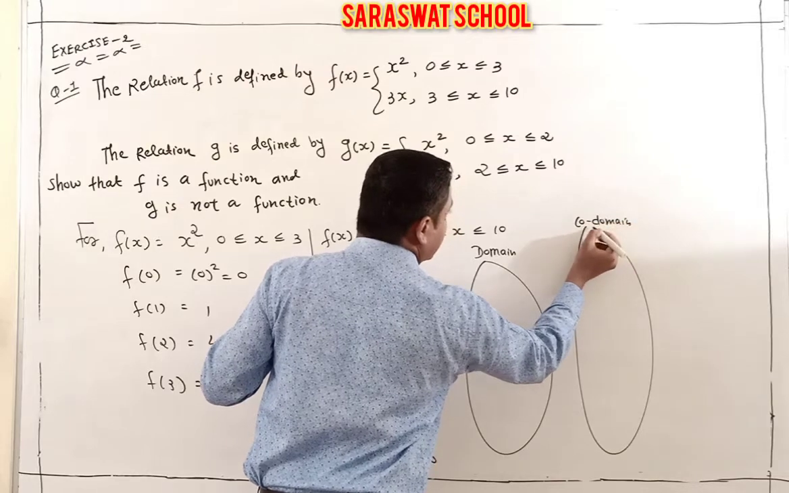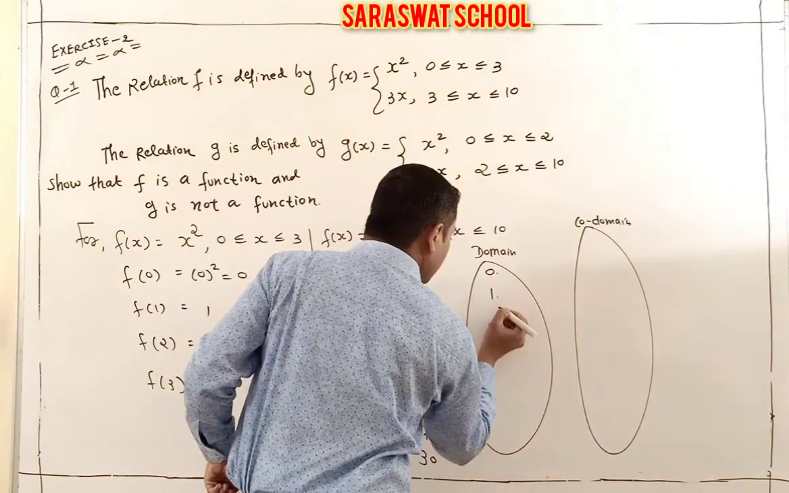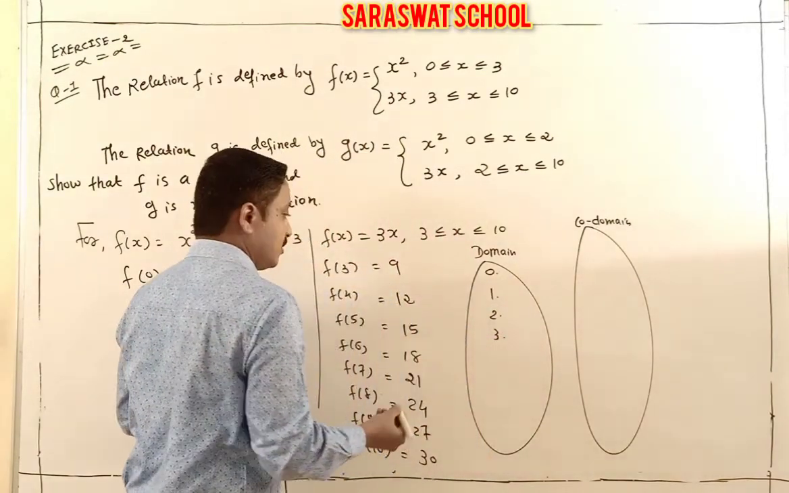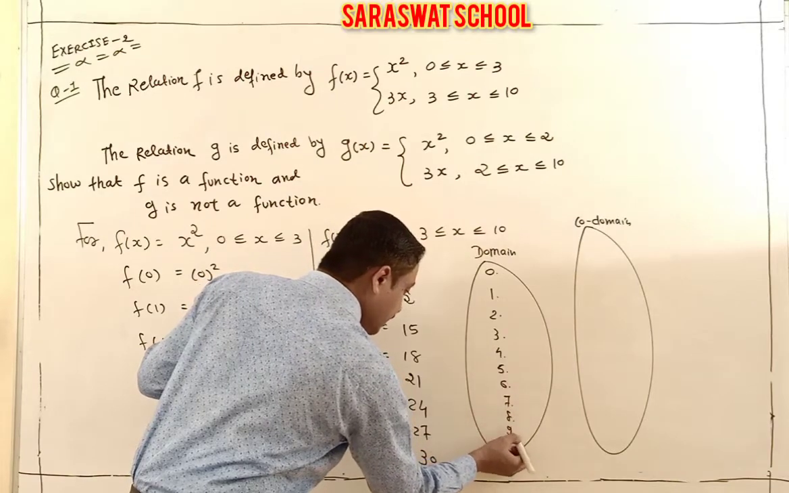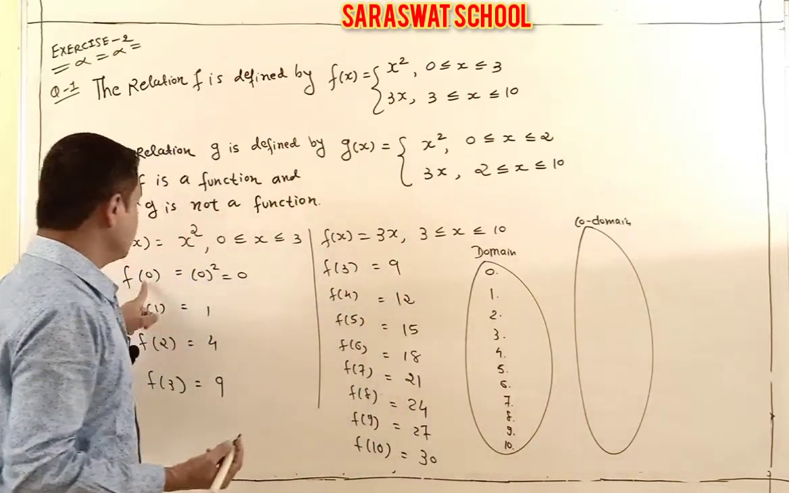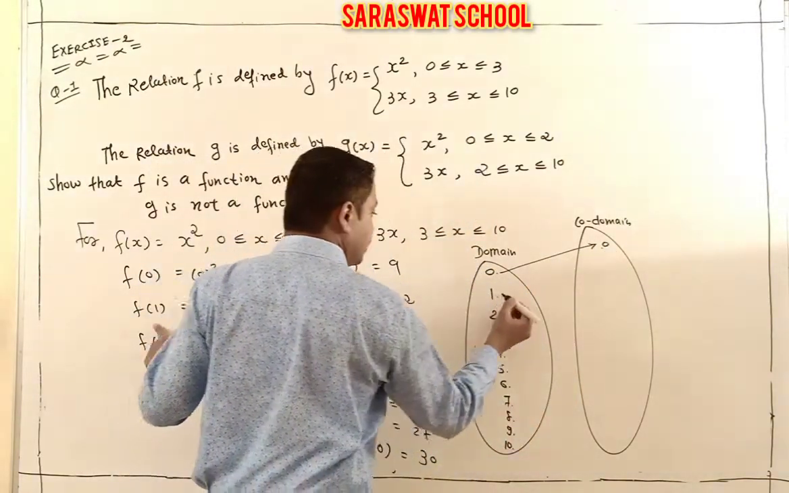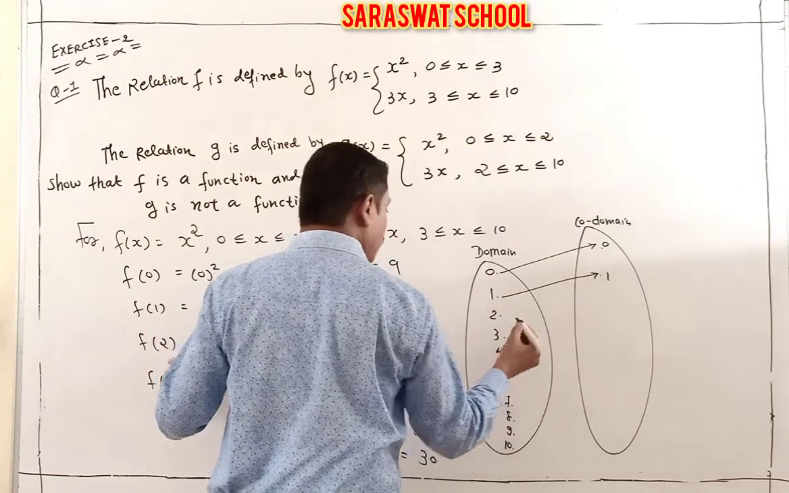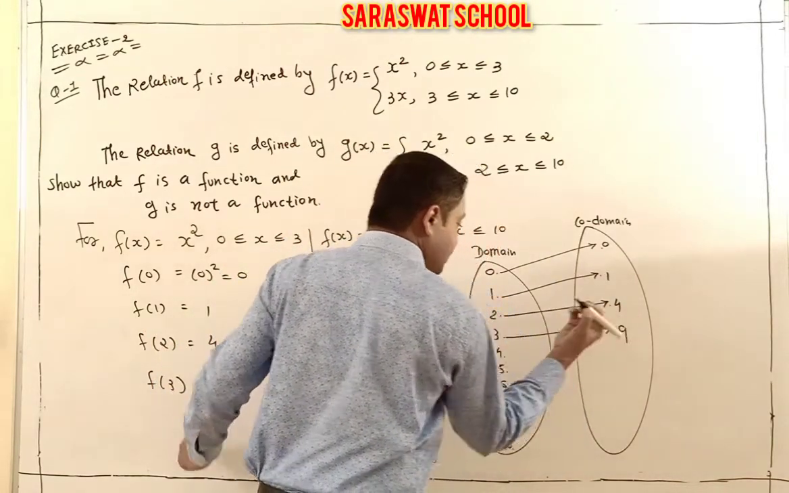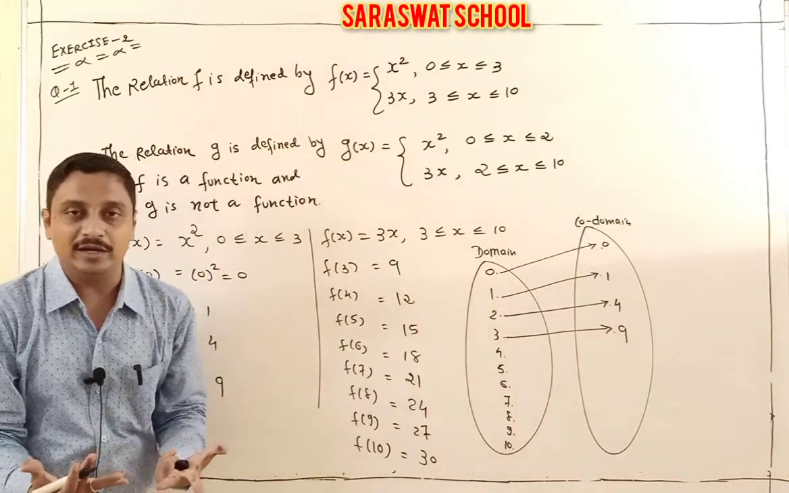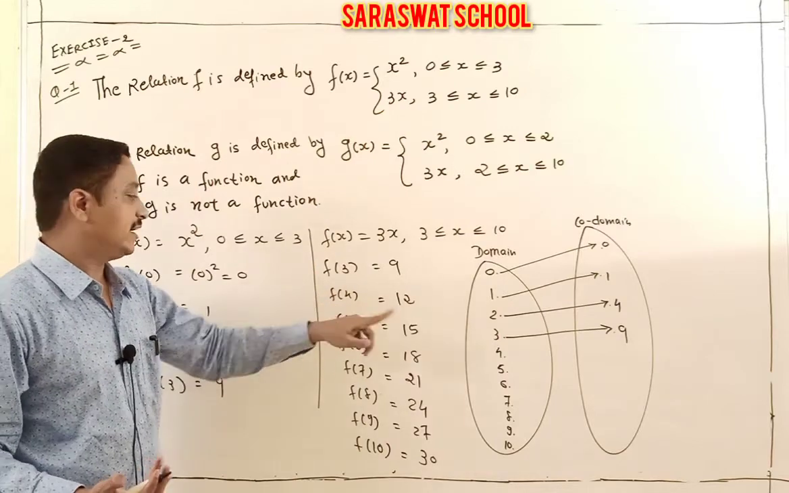There are only values 0, 1, 2, 3, and this side continues to 4, 5, 6, 7, 8, 9, 10. Apply the value. 0 putting, then answer is 0. 1 putting, then 1. 2 putting, then 4. 3 putting, then 9. Check here: every element of domain is uniquely associated. Yes, f(3) is 9.